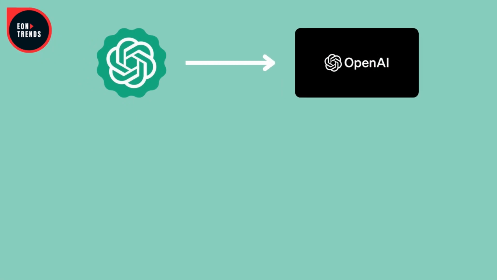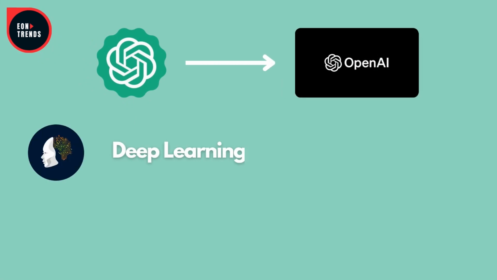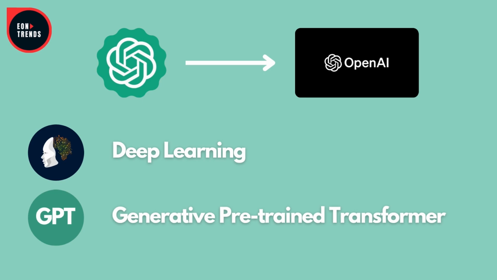Chat GPT is a large language model developed by OpenAI that uses deep learning to generate human-like responses to text-based conversations. GPT stands for Generative Pre-trained Transformer and refers to the architecture of the model.